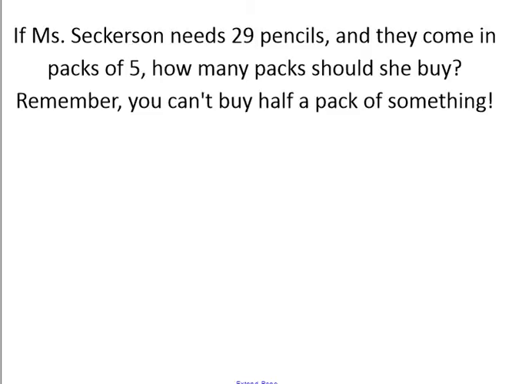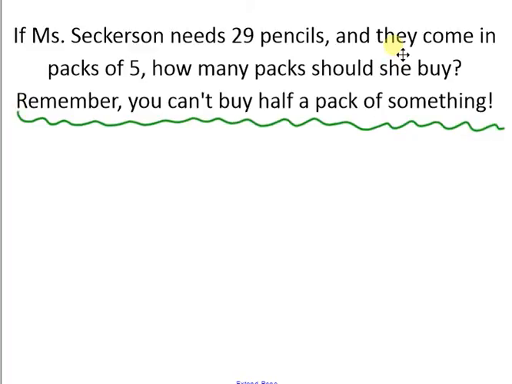All right, if Miss Seckerson needs 29 pencils and they come in packs of 5, how many packs should she buy? Remember, you can't buy half a pack of something. So if I go to the store and I need to buy 12 hot dog buns, but they only come in packs of 5, think about it, how many packs do I need to buy? I can't rip open half a pack and just walk to the counter with a couple of extra buns, okay? It doesn't work like that.